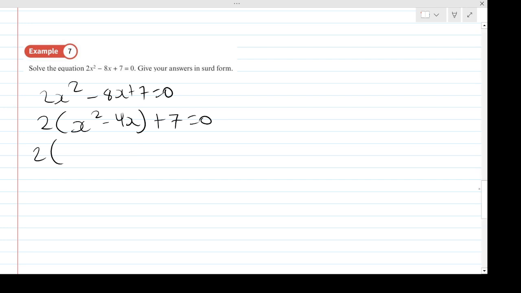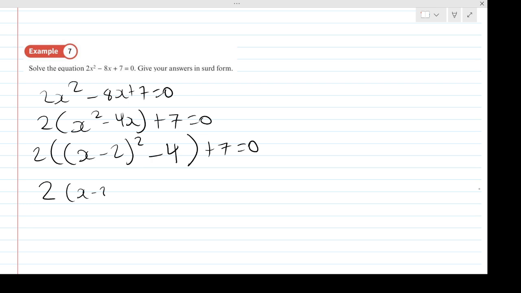So I'm going to have two lots of, and then I complete the square inside here. So that's going to be another bracket x minus, well, half of minus 4, that'd be minus 2, all squared. Then I'm going to do minus the 2 squared, so it'd be minus 4, another bracket, plus 7 equals 0. Now I'm going to expand it. So I'm going to have 2 of x minus 2 squared, and then 2 times minus 4, that'd be minus 8, plus 7.